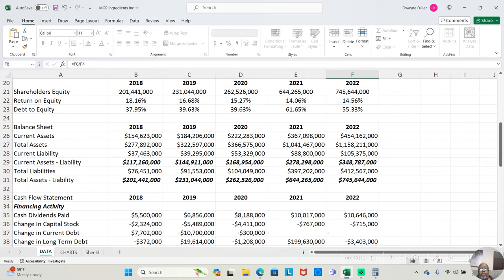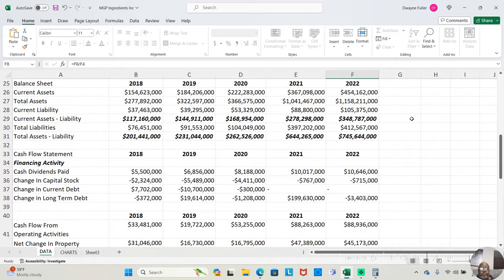And when you take the debt to equity into consideration, the debt to equity is really from great to really good. 2018, it was 37.95%. 2019, 39.63%. 2020, 39.63%. 2021, 61.65%. Increase a bit, but not much. And 2022, 55.33%. And that debt to equity should tell me that this is a decent balance sheet with the current assets exceeding the current liability by years, and the total assets exceeding the total liability by years.